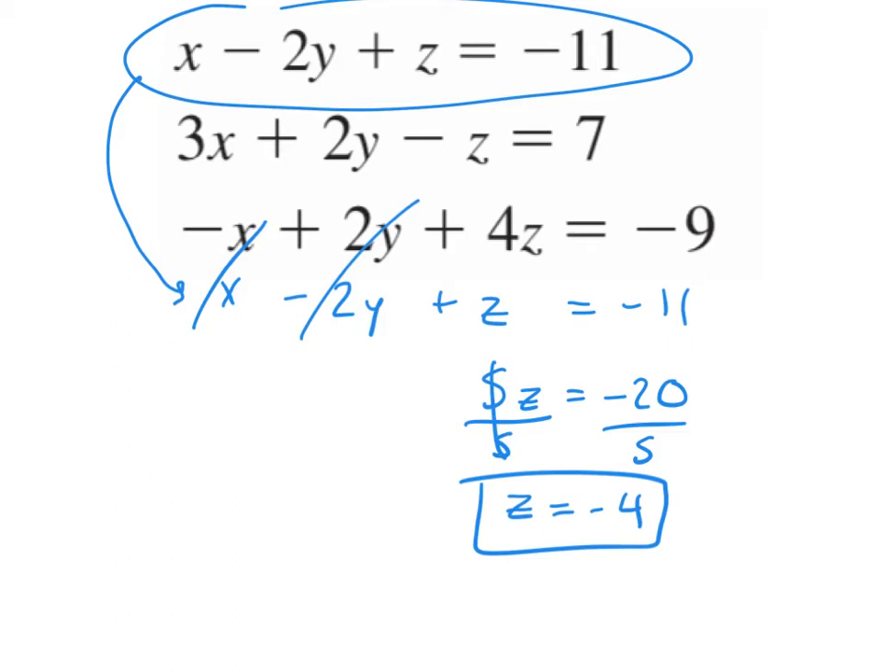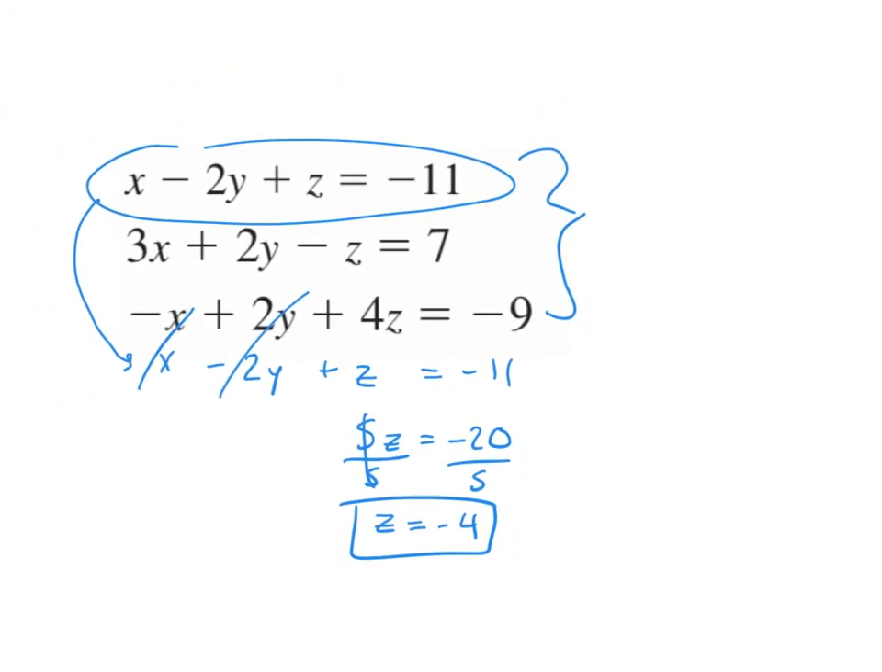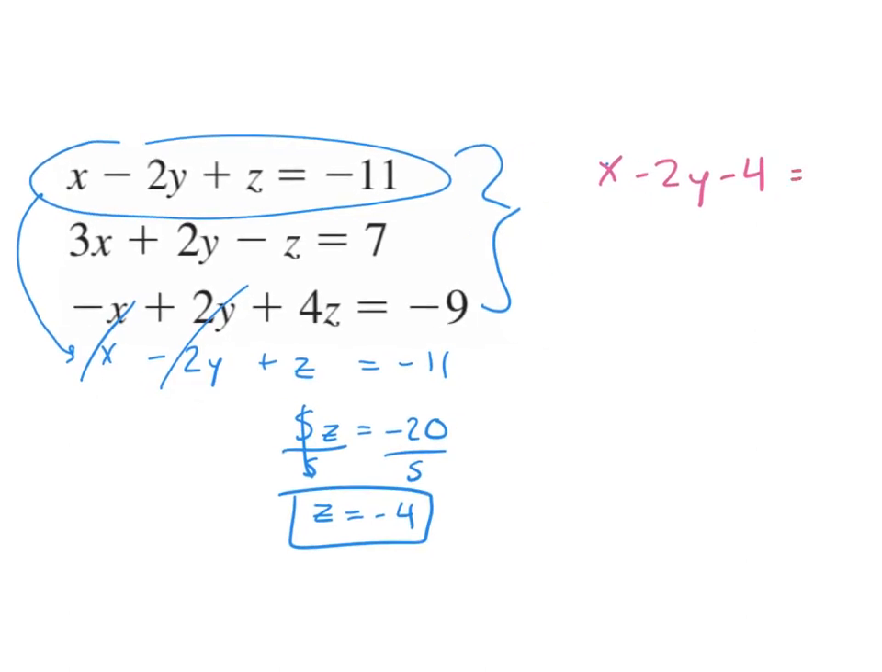Now that we found an answer for z, we can plug it in, but the only equations that we could plug it into would be one of these three, and we're still missing two variables. So let's just plug it into the first two, and then we'll have to do our elimination again and eliminate a variable. So I'm just rewriting the first two to the right here. Let me change my color. We have x minus 2y minus 4, because z is negative 4. That's equal to negative 11.